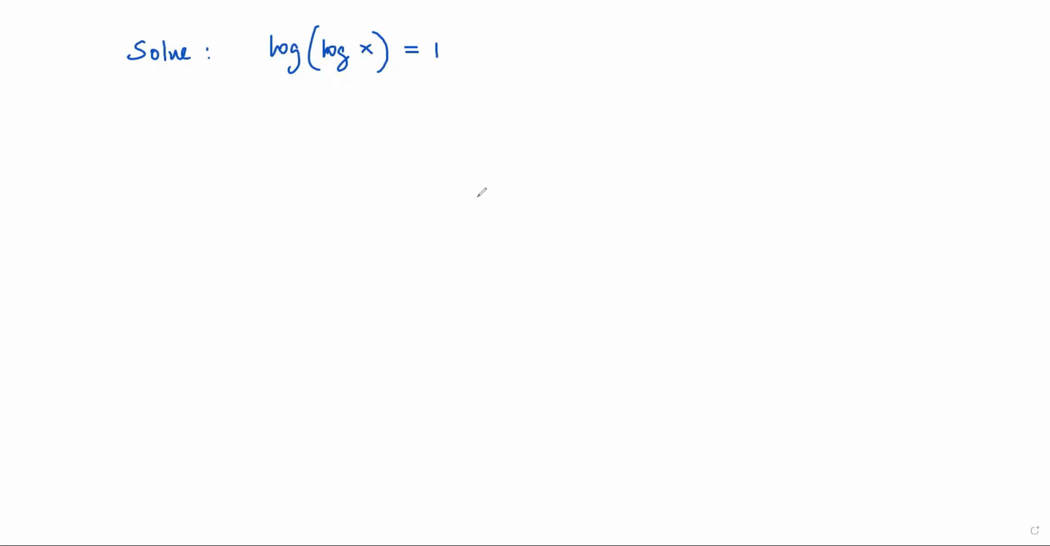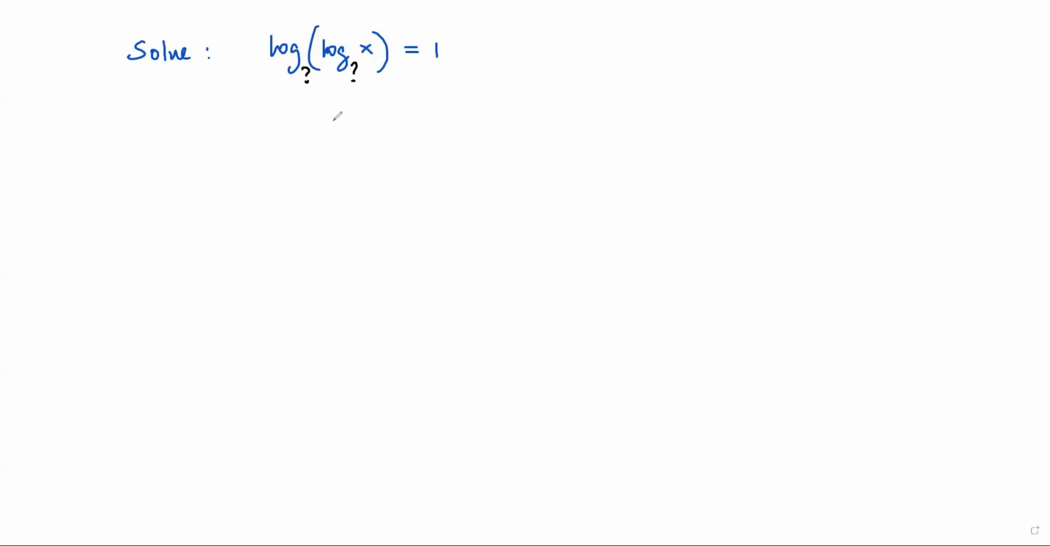Solve log of log x equals 1. We have to solve this equation. That is, we have to find the value of the variable x. Here in this equation, we have two logarithms, and for both the logarithms, the base is not mentioned.